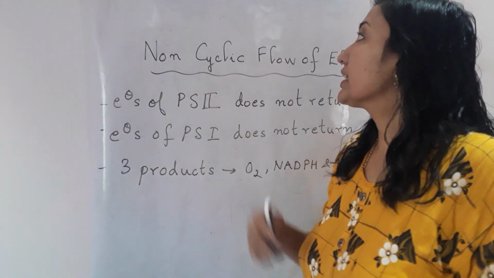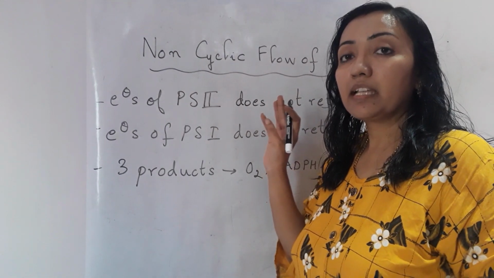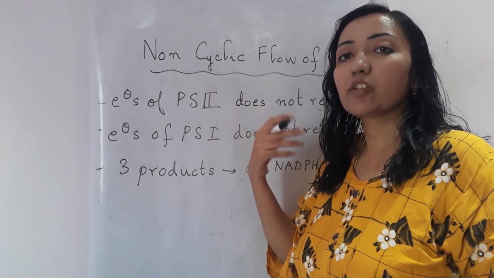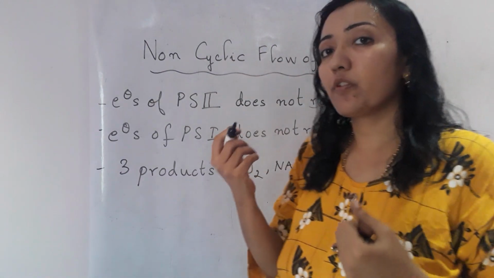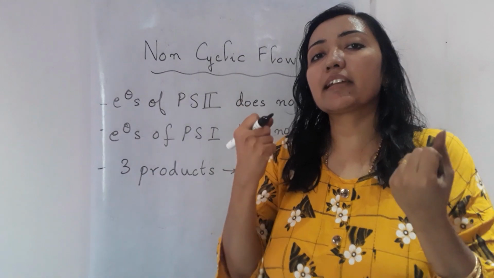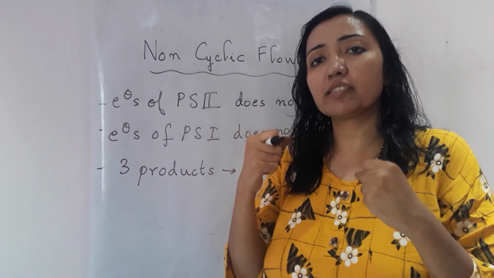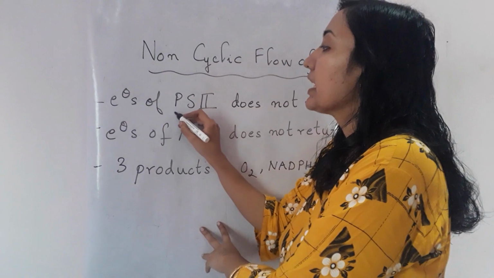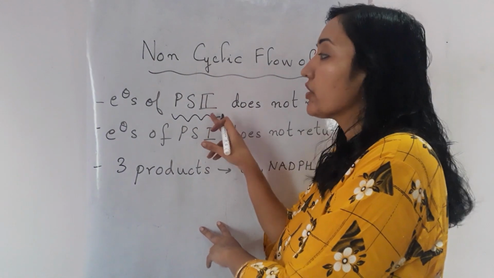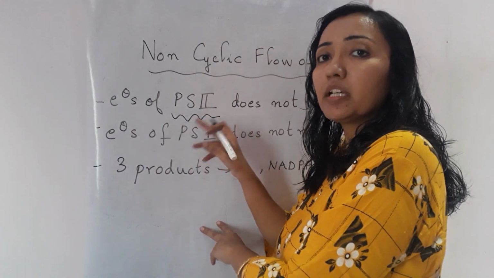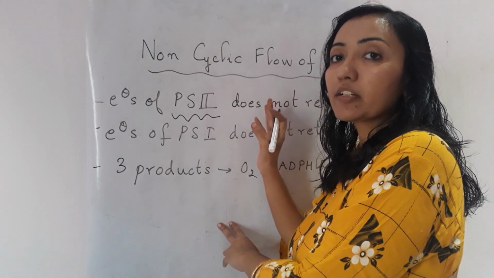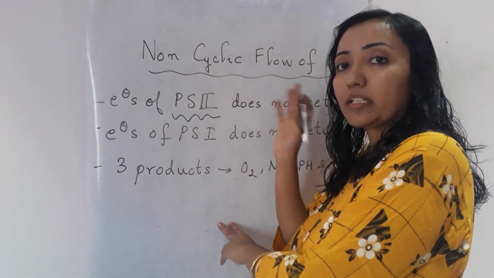Let us see the non-cyclic flow of electrons in the light reaction. Non-cyclic means it is not cycling. When light falls on PS2 and PS1, both of them excite electrons. This electron will never return back to the same photosystem. For example, when the electron is excited by PS2, the same electron will not return to PS2. We have seen it will pass on to the primary electron acceptor, and finally it goes to PS1.